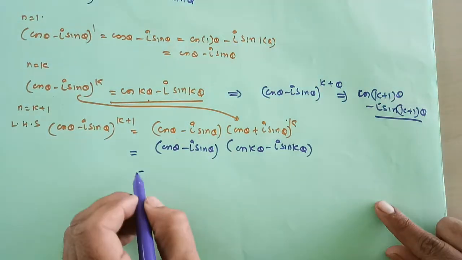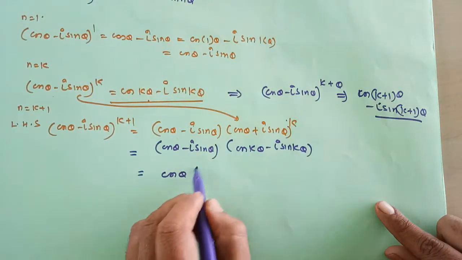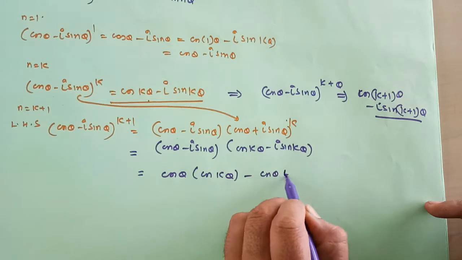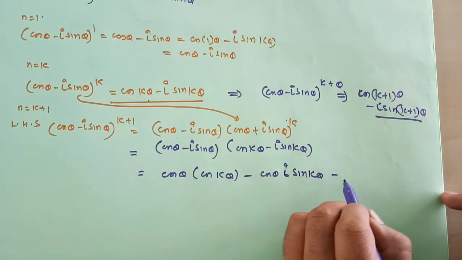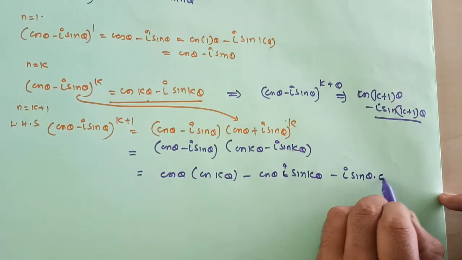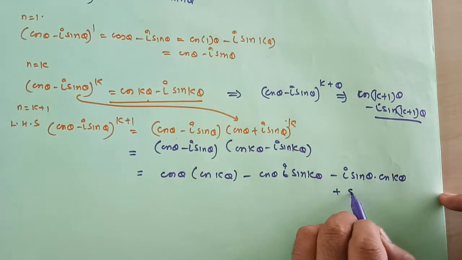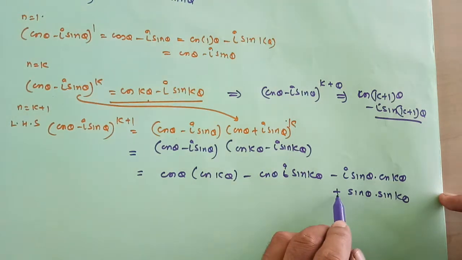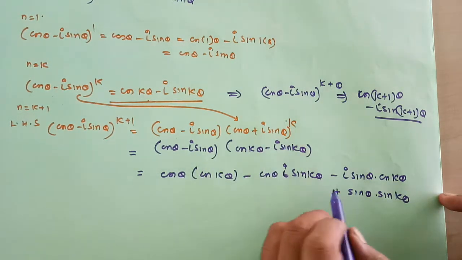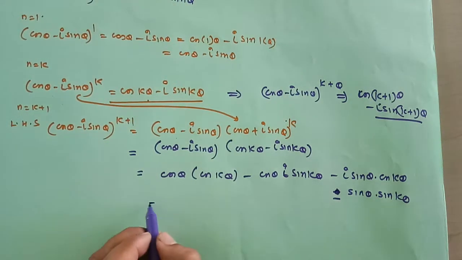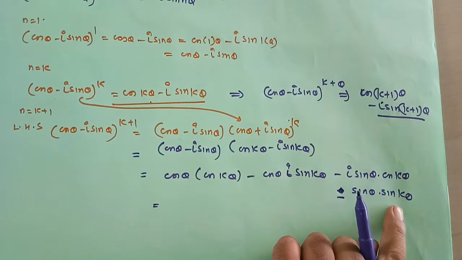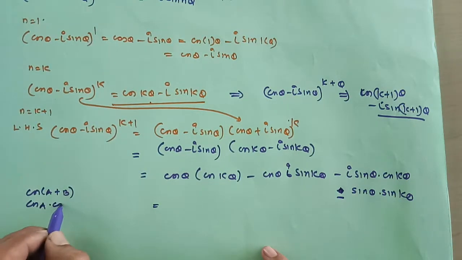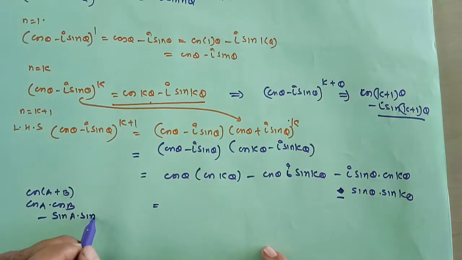Alright, so now if you open this up, you get cos theta times cos k theta, minus cos theta times i sine k theta, and minus i sine theta cos k theta, and plus sine theta sine k theta. Why this became plus is because i times i is i squared, which is negative. So negative, negative, positive, and then again negative. So we get cos theta cos k theta minus sine theta sine k theta, which, if you remember, cos (A plus B) is cos A cos B minus sine A sine B. So this is what I'm going to use.